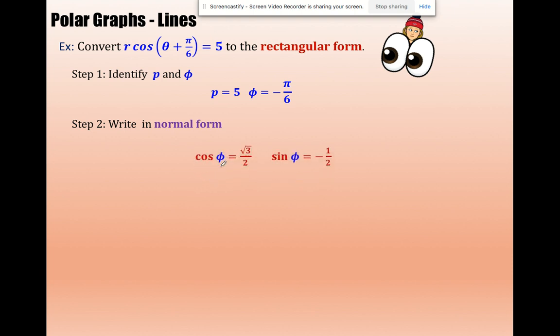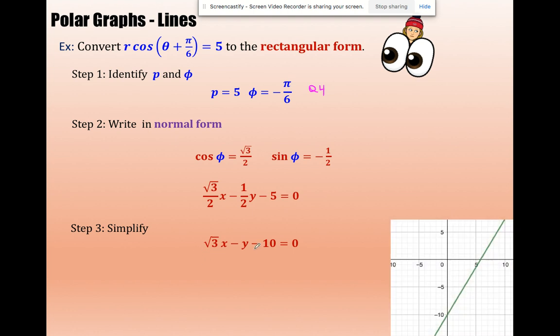How do I do that? For normal form, I need the cosine of phi. Well, negative pi over 6 is in quadrant 4, so cosine is positive, sine is negative. So cosine of phi x minus sine of phi y minus p is equal to 0. I'm in normal form. Simplify that a bit, get rid of my fractions, and there you go.